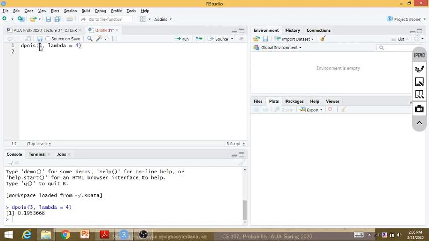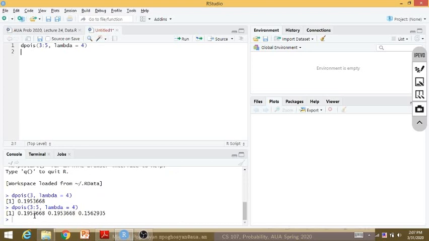Okay, so our problem was to calculate the sum of probabilities that x is equal to 3, x is equal to 4 and 5. So if I write something like this, 3 to 5 gives a vector from 3 to 5. So this will return a vector if I run that, and I am running. So this is the probability that x is 3, this is the probability that x is 4, this is the probability that x is 5. Now I can just add them by using sum.